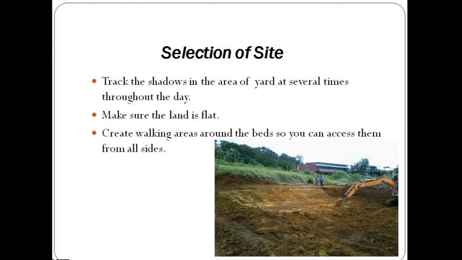Before selecting a site for vegetable production, we need to see certain things. That is, first we need to track the shadow in the area of the yard at several times throughout the day. We must look for full light nearly all day for ideal conditions. Next, we need to make sure the land is flat. A slope is possible to garden. Sloping sides provide the best protection against frost. But then we may want to consider terracing the land, and that can be a lot of work. So flat land assures a proper water flow. Next, we need to create a walking area around the beds so that we can access them from all the sides. These are certain things which we need to keep in our mind before selecting a site for vegetable production.